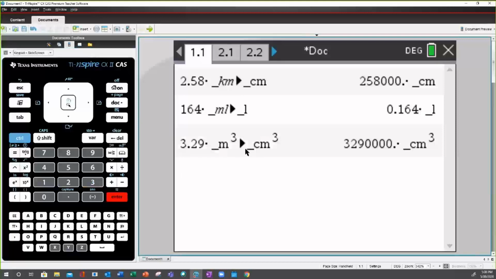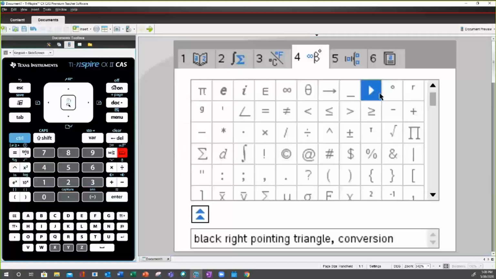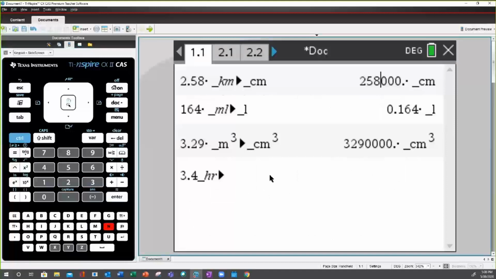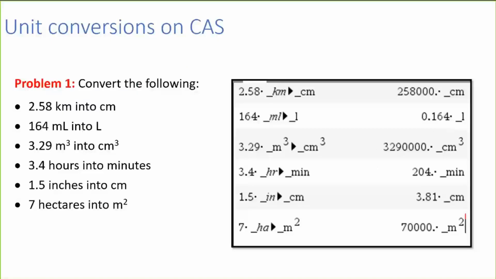Now, it's brilliant as well for time, and I'll just quickly show you that. So 3.4 hours into minutes. So 3.4 HR into minutes. 204 minutes, and so on. So you can play around with that unit conversion feature. Very handy, and something not many people know about. Okay, I'm just going to go back now to the PowerPoint. All right, and we've got the other ones there as well to have a look at.